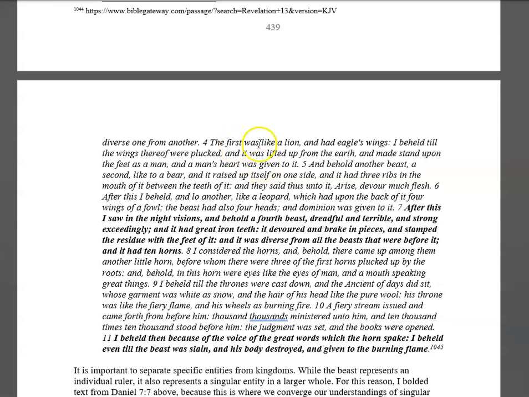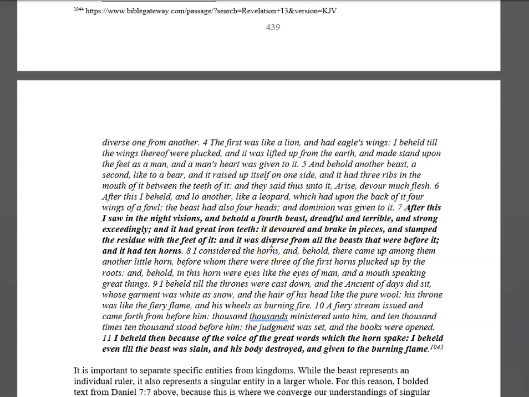So continuing, "the first was a lion, like a lion, had eagle's wings. I beheld till the wings thereof were plucked, and it was lifted up from the earth and made stand upon the feet as a man, and a man's heart was given to it. Behold, another beast, a second like unto a bear. It raised itself up on one side, had 3 ribs in the mouth of it, between the teeth of it. They said thus unto it, arise, devour much flesh. After this, I beheld, and lo, another, like unto a leopard, which had upon the back of it 4 wings of a fowl. The beast also had 4 heads, dominion was given to it."